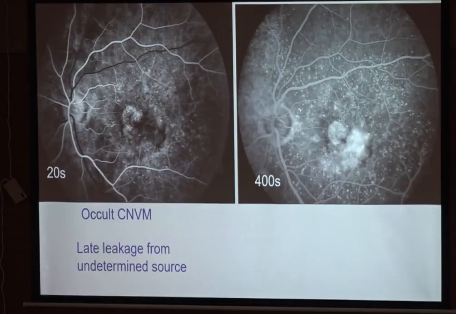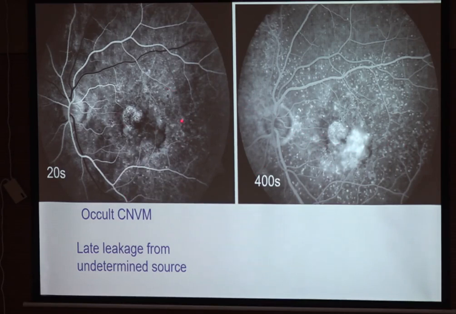Now we have angiogram looking at all the things, but all of us cannot afford that. OCTA, with OCTA you see where the vascular plexus is. Now this is a beautiful example. You see some patchy hyperfluorescence here, but you do not get exactly what area is leaking. And if you see the late phase, in fact there is a definite increase in the size of the lesion as well as the intensity. So this is something which is occult CNVM.